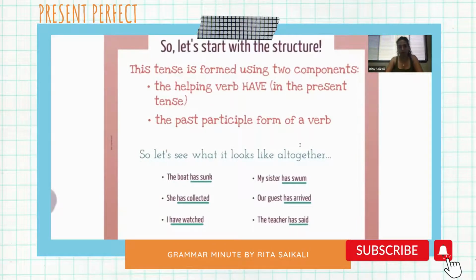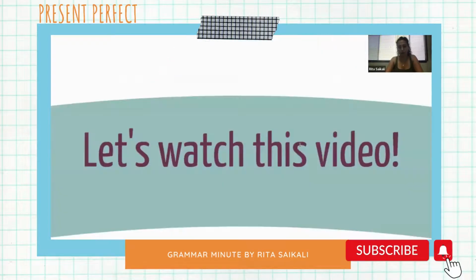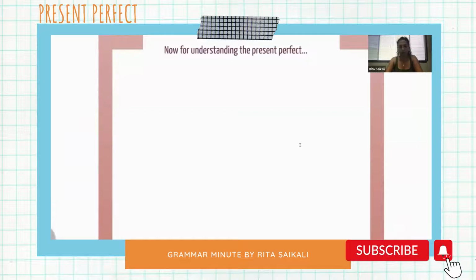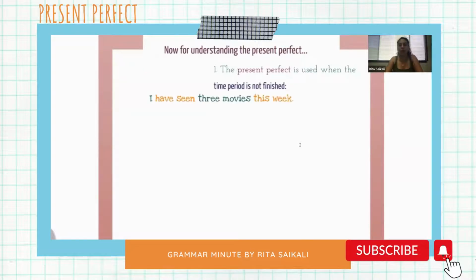Okay. So now let's talk about the structure. We're not going to watch the video. All right. So now for understanding the present perfect. The present perfect is usually used when the time period is not finished. I have seen 3 movies this week. Okay, so this week is not done. And this is something that I had done sometime during this week, but the week is not over. The time period is not over. So we use the present perfect. I have seen 3 movies this week.